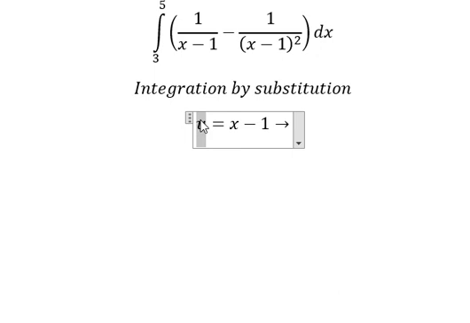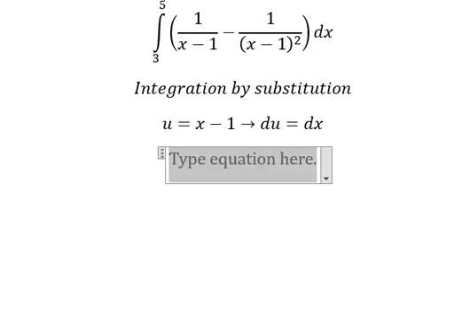This one you get 1. This one you get 1. This one is a constant, so you get 0. Next we need to change the bounds.